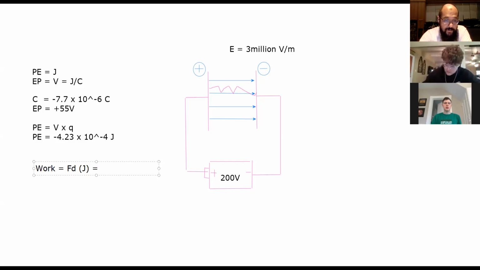And this will also be equal to your charge multiplied by your electrical potential energy multiplied by your distance. Does that make sense?